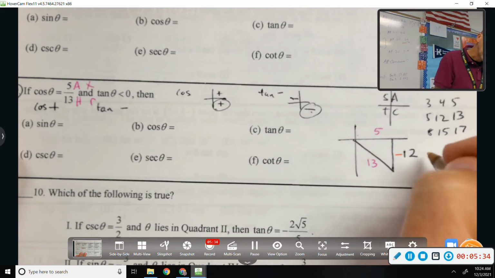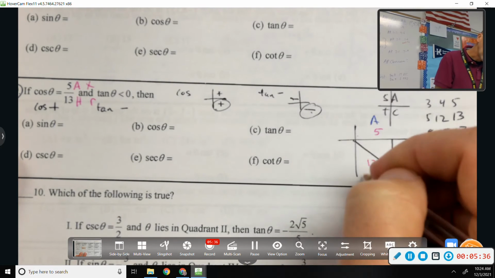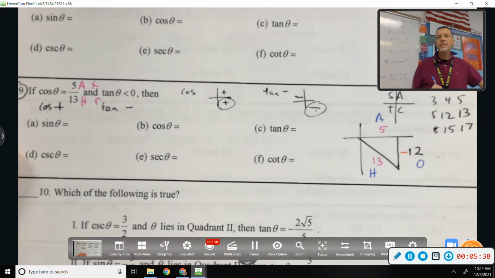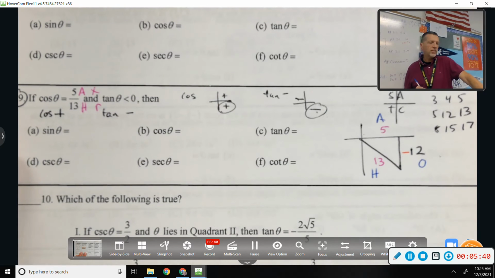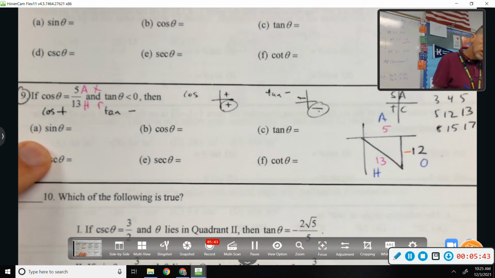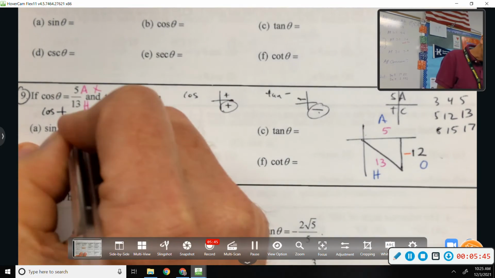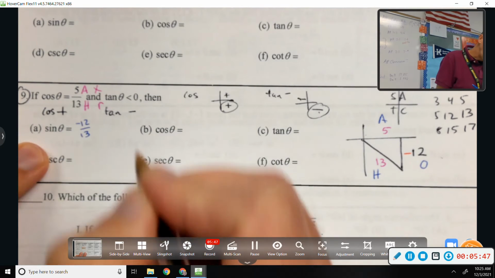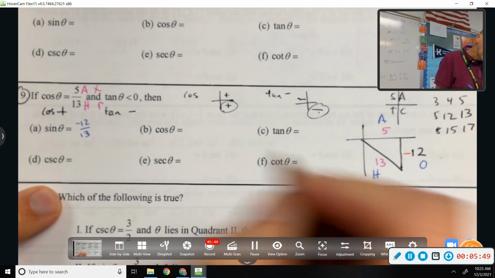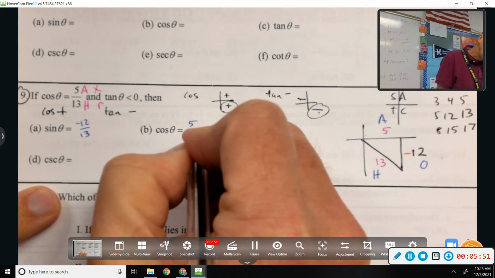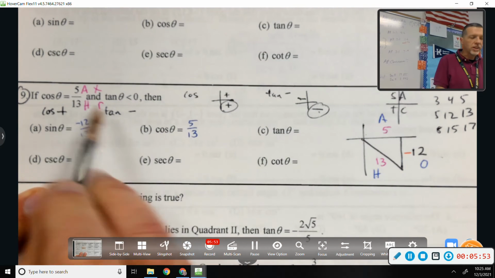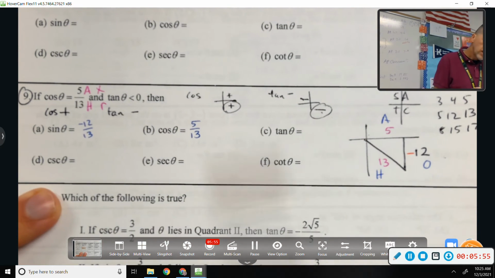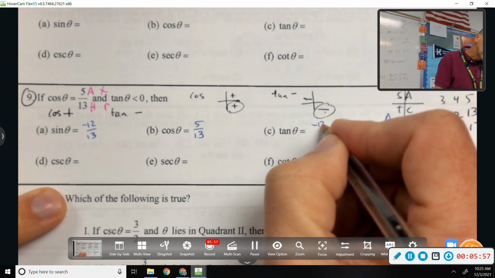I'm going to go ahead and label these opposite, adjacent, hypotenuse. That's not entirely necessary, but I think it makes it a little easier as we go forward. Sine's opposite over hypotenuse. Cosine is adjacent over hypotenuse. In fact, they gave me cosine, so I should get that one right regardless. Tangent is opposite over adjacent.